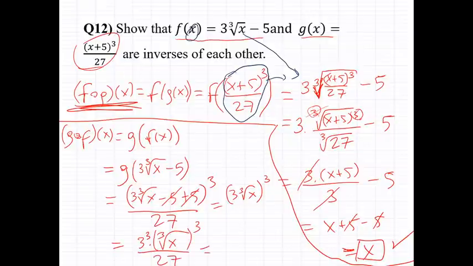Now this is 27 and 27, they cancel out, and we will have this cube root and cube, and you will have cancellation here, and you will get x. So we are done with this. So we have shown this function and g are the inverses of each other.